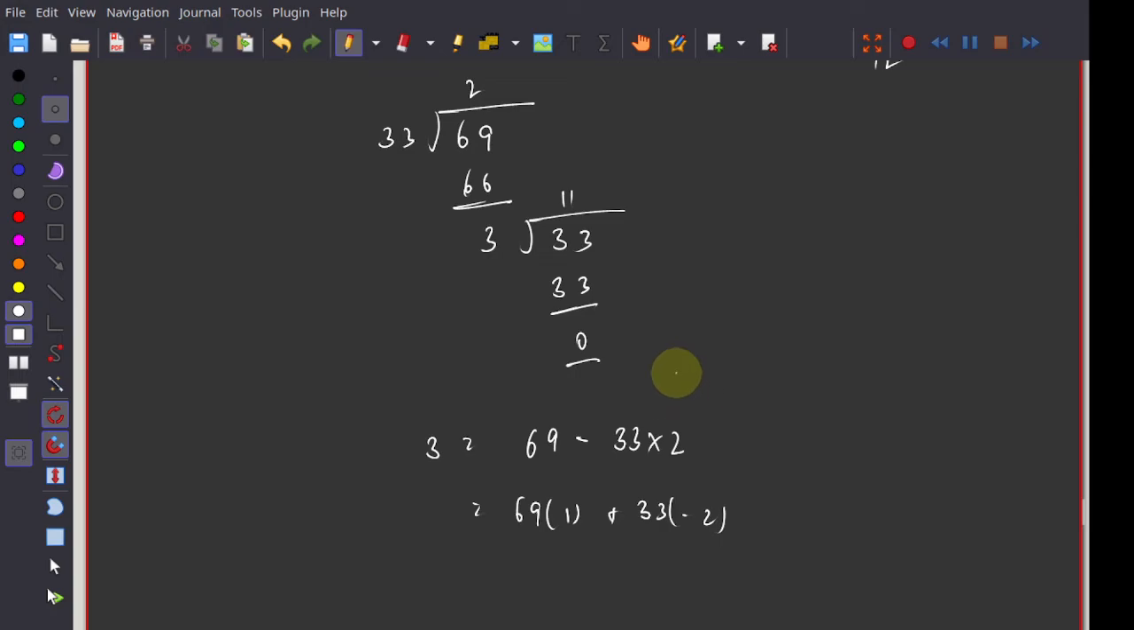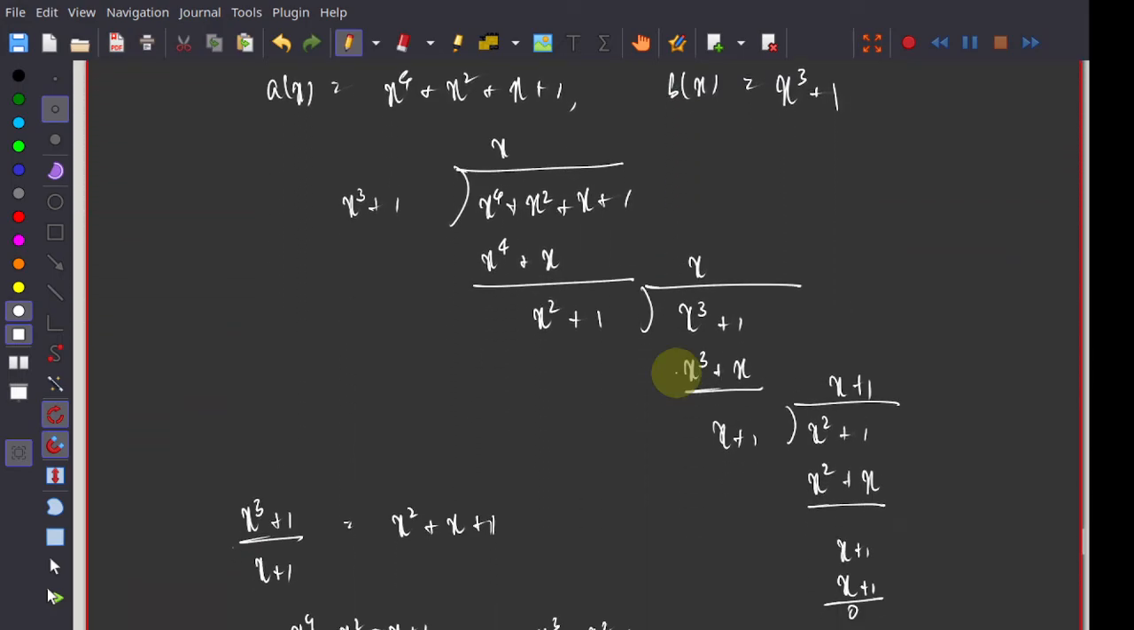So this was a trivial case. Now let's look at this particular example, because at least there were 2 steps involved here. So what do we have over here? This is the last remainder. This is the GCD, x plus 1. How can we express x plus 1? So x plus 1 is equal to x cube plus 1 minus x into x square plus 1.